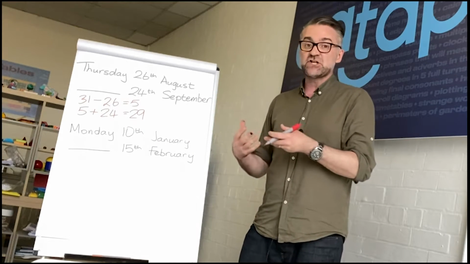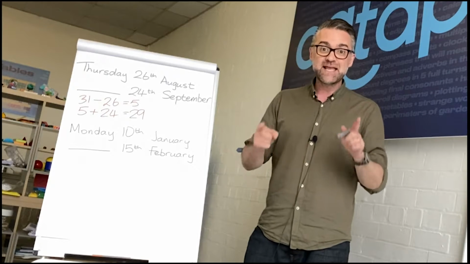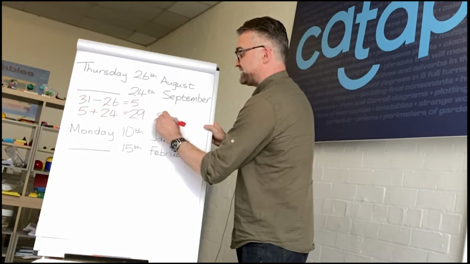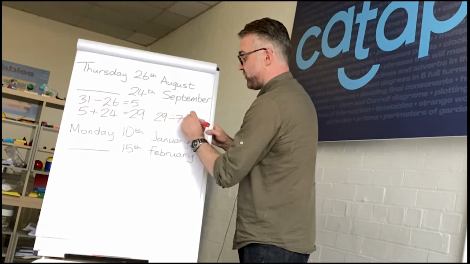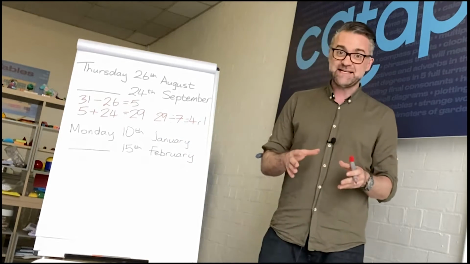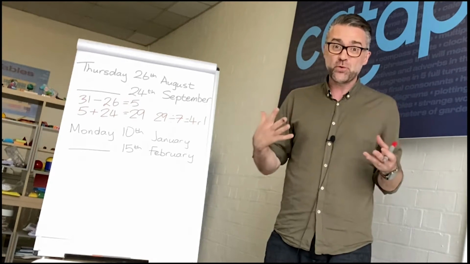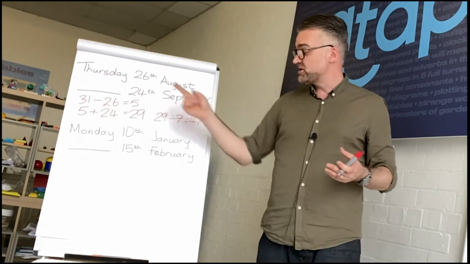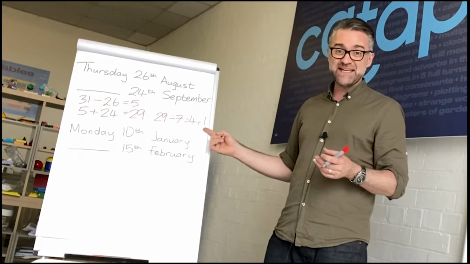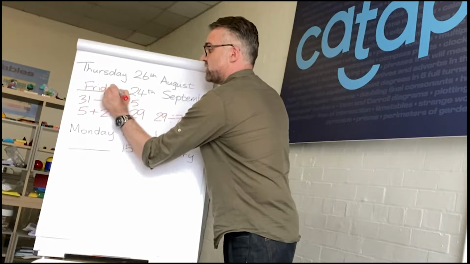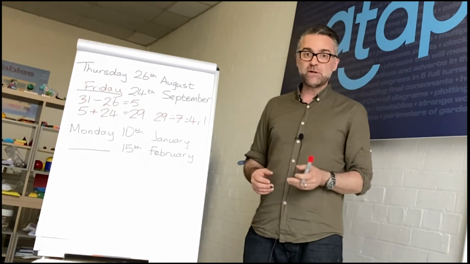Now 29 does not divide by 7 evenly. It will leave a remainder, and it's the remainder we're looking for. So if we do 29 divided by 7, we will get 4 remainder 1, which really means there are 4 weeks and 1 day between these 2 dates. Now 4 weeks will just take us to another Thursday, so all we have to do is add on the remainder. So what we end up with is Thursday plus 1. And so we know the 24th of September will be a Friday.